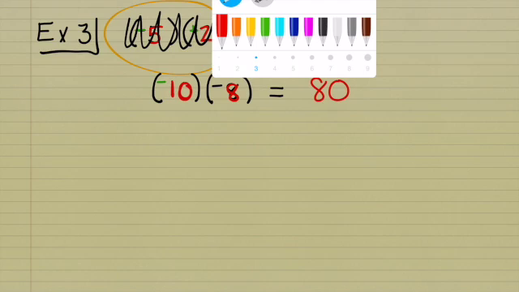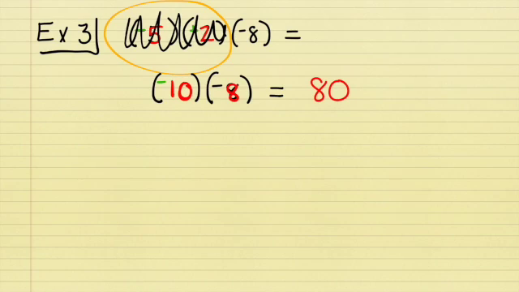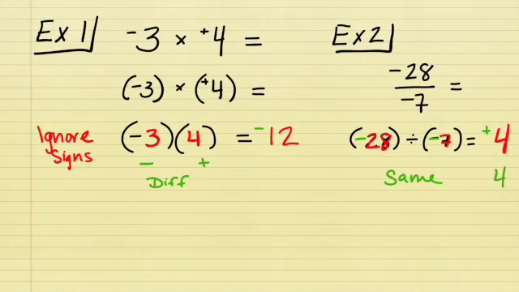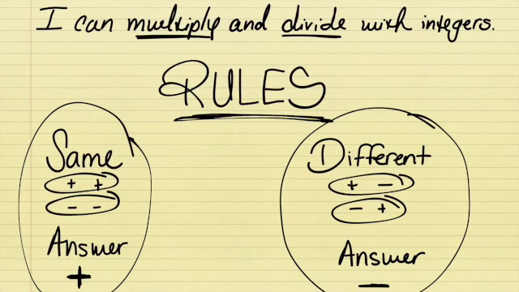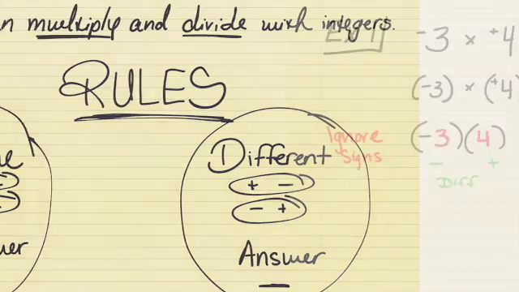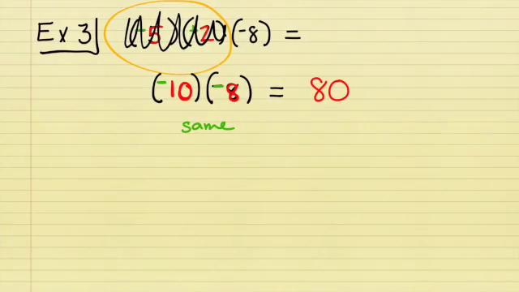And then if I look, I have a negative and a negative. They are same signs. And I know that any multiplying or dividing that has the same signs, my answer is always going to be positive. So go back over here. My answer is going to be a positive 80, so I can write plus 80, or I can just write the number 80. Either way, those are both going to be correct.